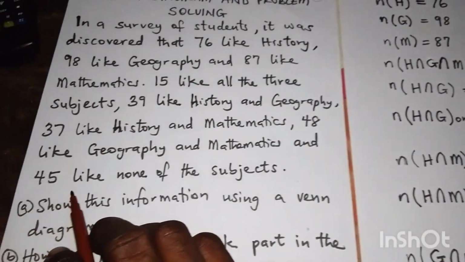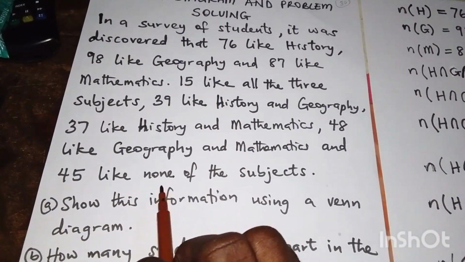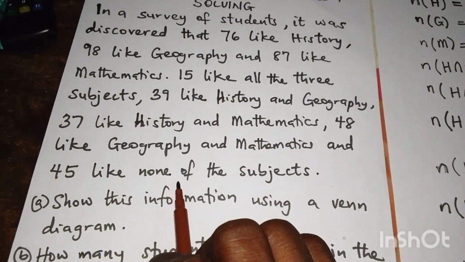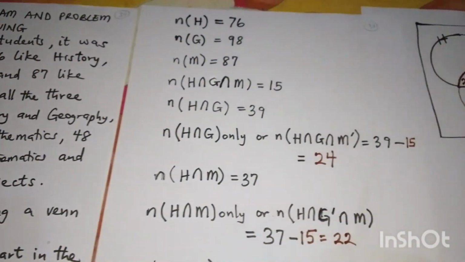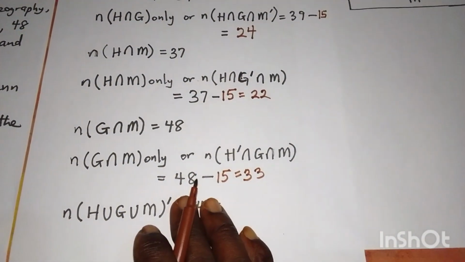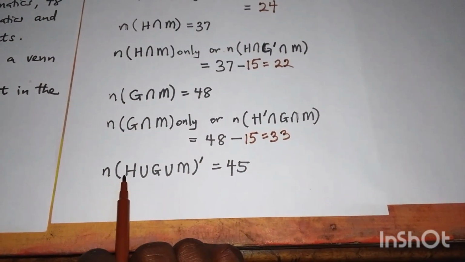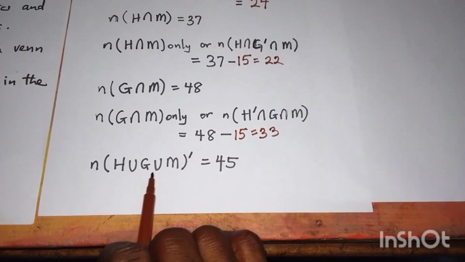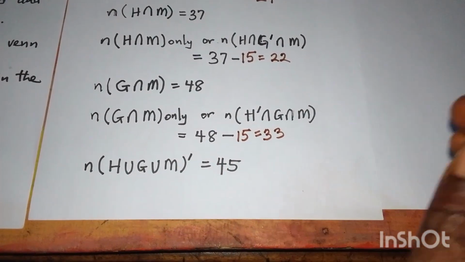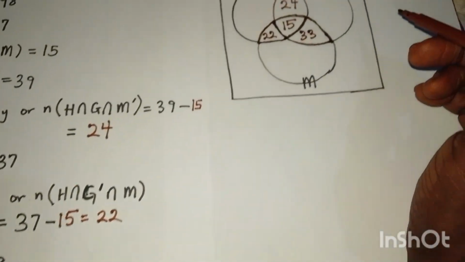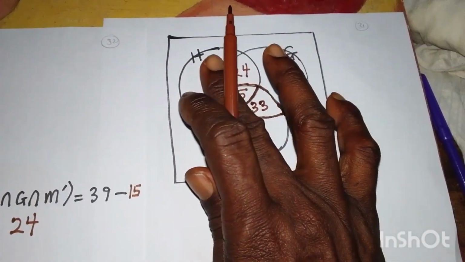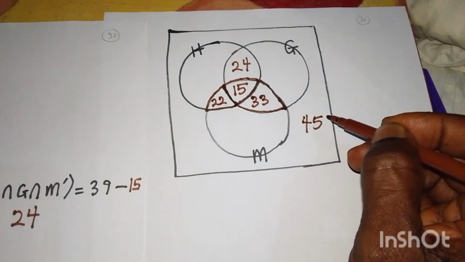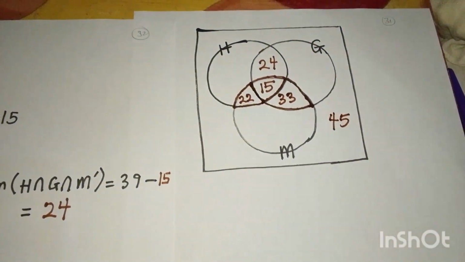Then we have 45 who like none of the subjects. So 45 did not like any of the 3 subjects. So that means 45 students will be outside. You can write that as the number of (history union geography union mathematics) complement. So how many are they? 45. So that one will not be in any of the 3 circles, but will still be inside the box. So they are not involved in these 3 circles. That will be outside. 45 students did not like any of the 3 subjects.